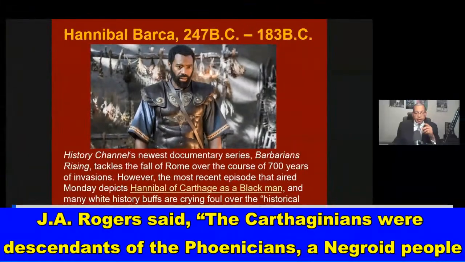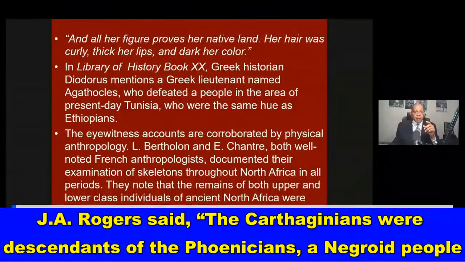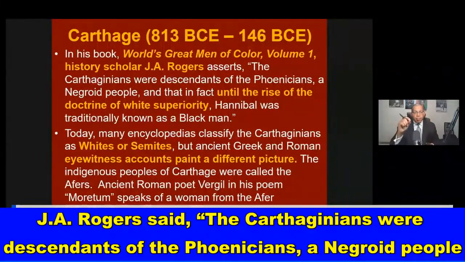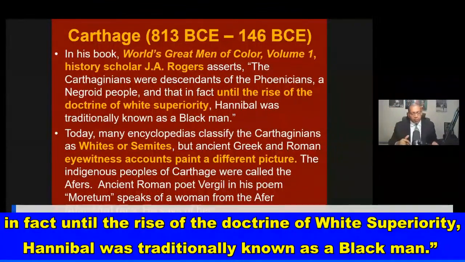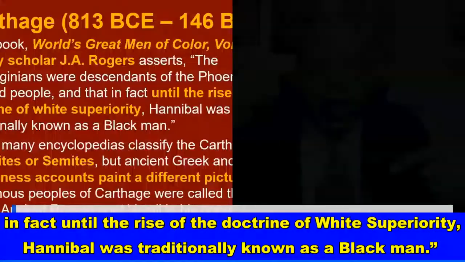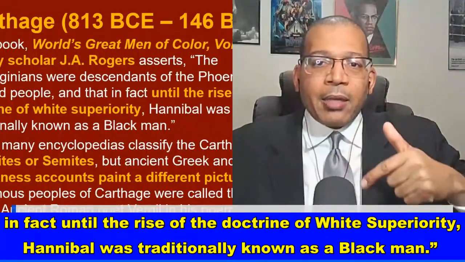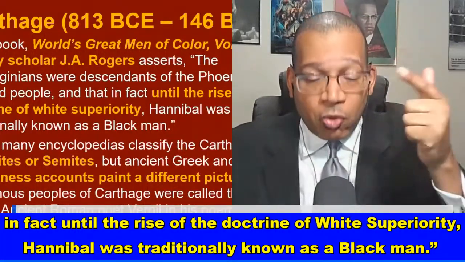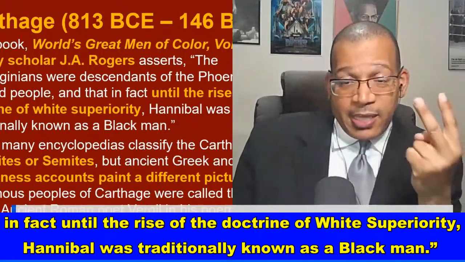And as J.A. Rogers said in World's Great Men of Color, the Carthaginians were descendants of the Phoenicians, a Negroid people, and in fact, until the rise of the doctrine of white superiority, Hannibal Barca was traditionally known as a black man, because as you have a rise in European powers, you have a rise in white superiority. You have Europeans who reinterpret a lot of these mythological images and religious images.